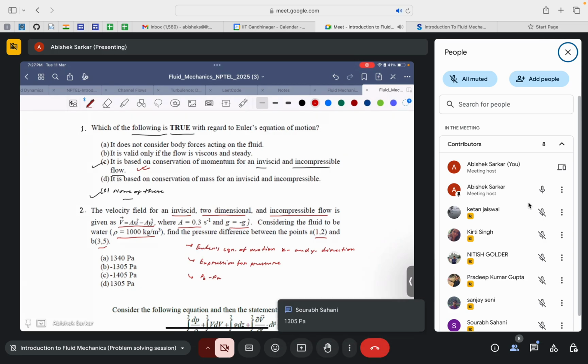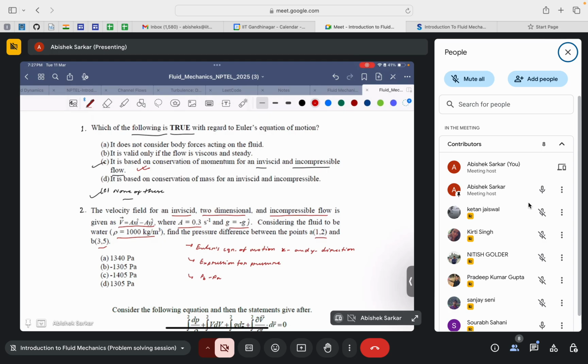Saurabh says 1305 Pascal. So I think it's correct. Magnitude seems right, but I think there might be a sign change because of whether it is PB minus PA or PA minus PB. Saurabh, what have you obtained? PB minus PA or PA minus PB? That also matters. Sir, PA minus PB. Then it's correct. Okay, but I asked PB minus PA, so it will just be -1. So this is correct. Thanks, Saurabh. So Saurabh was able to obtain it.